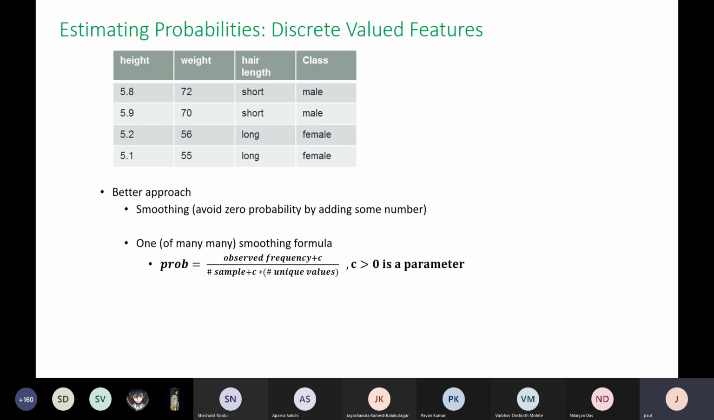There are other smoothing formulas as well, but the general idea is that you have to smooth these values a little bit to avoid the 0 probability problem. If you apply this one, you are going to get this kind of value. You can just take this example offline and try to understand.